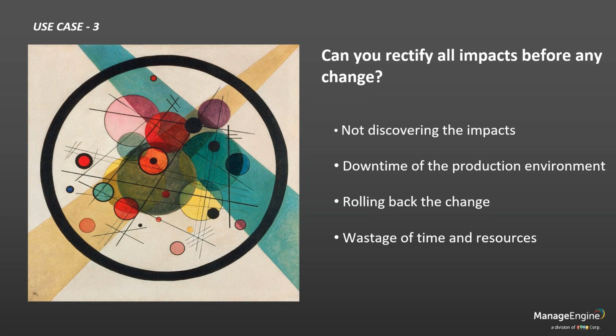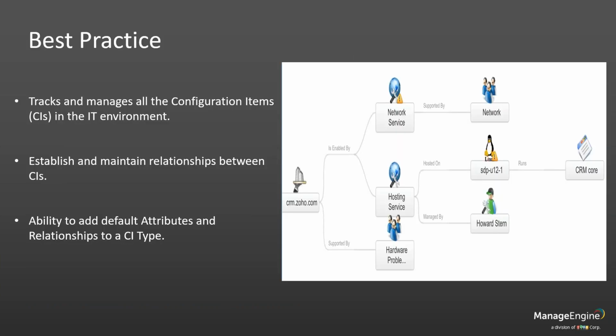The change engineers have to roll back their change, which will result in the wastage of time and resources. So how can we deal with this situation? Imagine if you have something like a configuration item relationship map from where you can actually relate all the hardware, software, and application dependencies with each other. Would that be ideal? I think so, because you actually have a clear picture of all the dependencies and the potential impacts associated with that particular change.